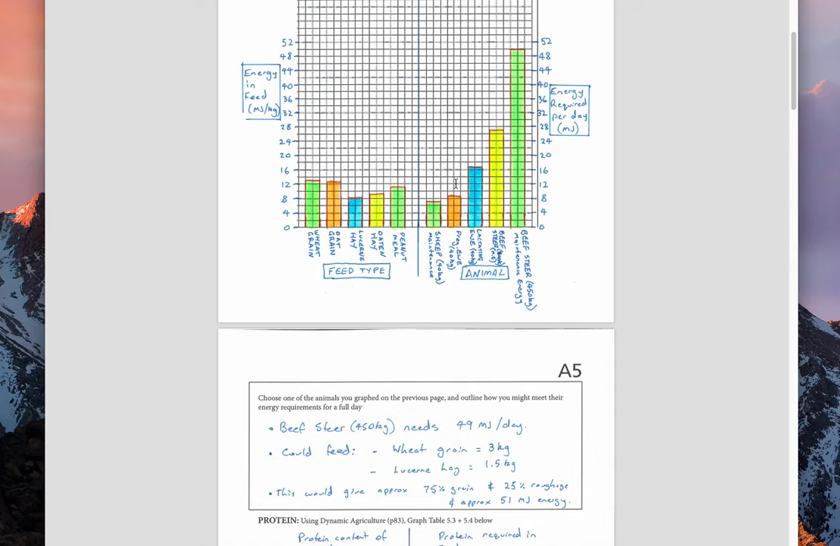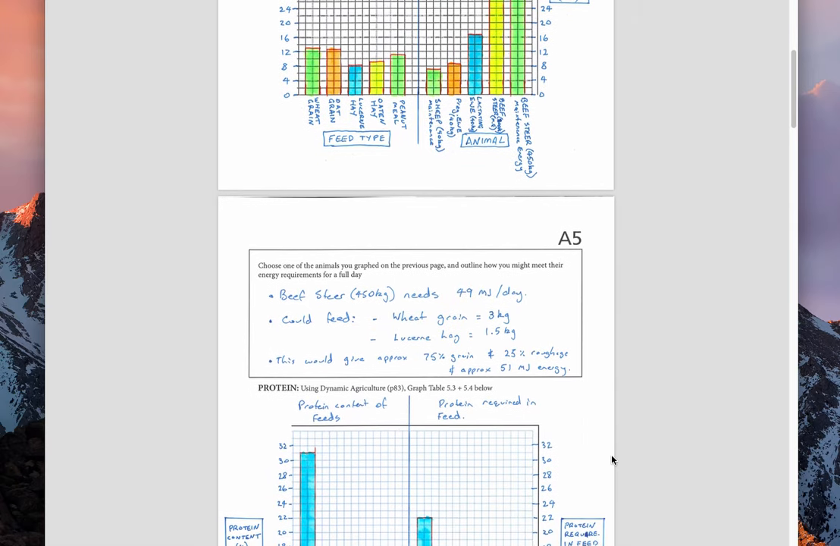Remember, this is just maintenance energy, so you can't feed it less than what it requires. If it requires 49, you need to give it 49 or more, not 48 or less. So it would end up having 51 with that combination, which is enough. And then that would give us about 75% grain and 25% roughage, which would prevent the animal from getting bloat.